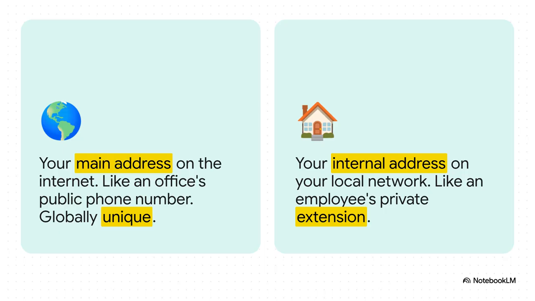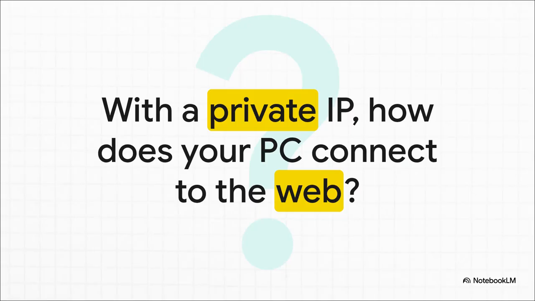But then inside the office, you have private IPs. These are like the internal extensions for each employee, like extension 101, 102, and so on. Your computer, your phone, your smart TV, they each get a private IP from your router. They can all talk to each other inside your home network, but the outside world can't see them directly. Which, of course, brings up a really good question, right? If your laptop only has a private extension that the big, wide internet can't even see, how does it get online? How does it ever browse a website or get an email? How does it make that jump?